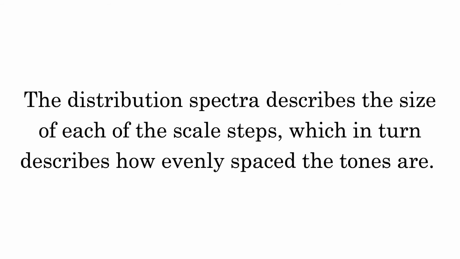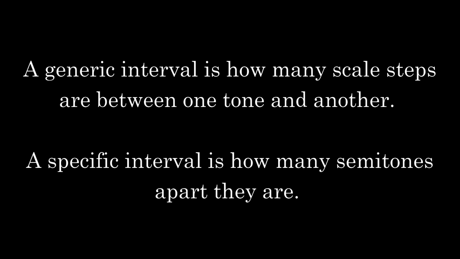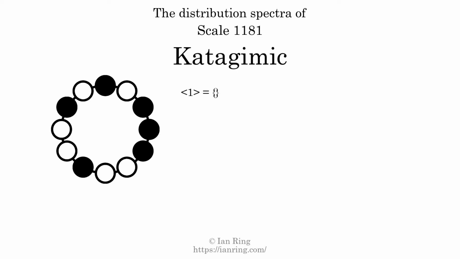The distribution spectra describes the size of each of the scale steps, which in turn describes how evenly spaced the tones are. A generic interval is how many scale steps are between one tone and another. A specific interval is how many semitones apart they are. The generic interval of one scale step comes in 3 different specific interval sizes. 1 semitone, 2 semitones, and 3 semitones. The spectrum width of this generic interval is the highest, 3, minus the lowest, 1, which equals 2.